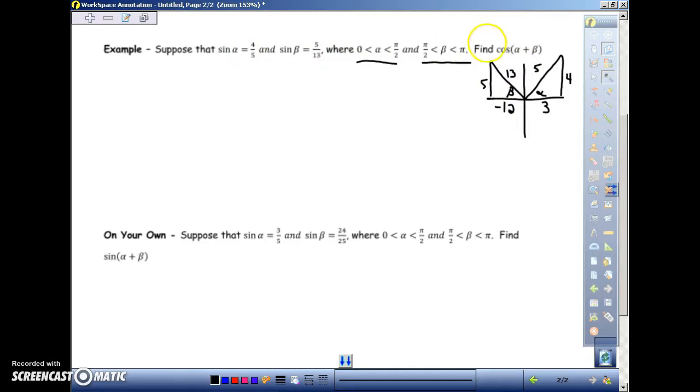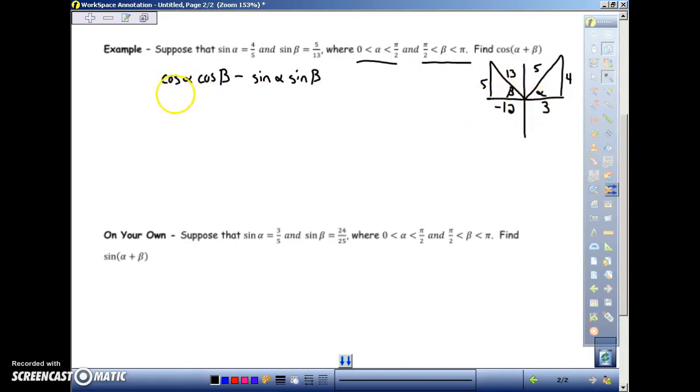So now what we do is, because we want the cosine of alpha plus beta, we're going to write out exactly what that looks like. So the cosine of alpha plus beta, the sum and difference, is going to look like this. It'll be cosine of alpha times the cosine of beta, and that will be minus the sine of alpha times the sine of beta. And then all we're going to do is use our triangles over here to identify.